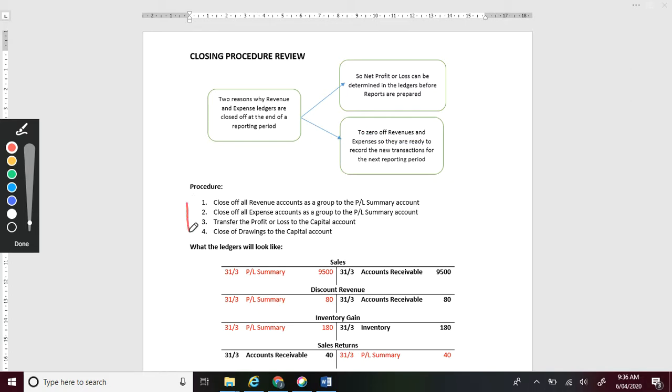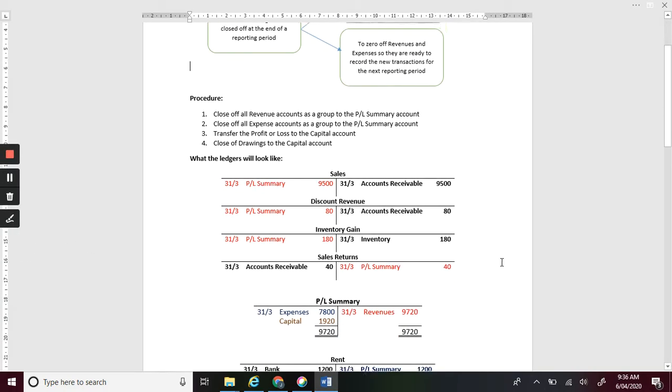So there are 4 steps to the procedure. Closing off revenue accounts as a group to the profit and loss summary account, closing off expenses as a group to the profit and loss summary account, and then transferring the profit or loss to the capital account and to close off the drawings.